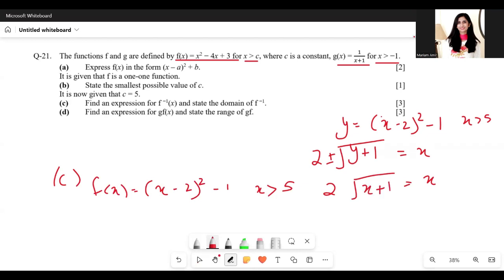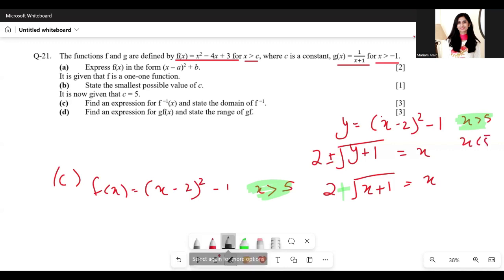Now, do we choose the plus sign or do we choose the minus sign? Only one is chosen, and it depends upon the domain of f(x). The domain of f(x) is greater than 5. That means it is increasing. So the range of f inverse of x will also increase. So 2 plus the square root of x + 1. If it were less than 5, then we would have chosen the negative sign.